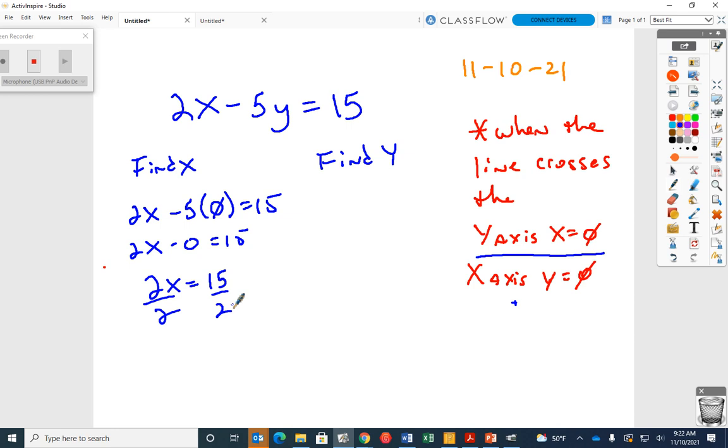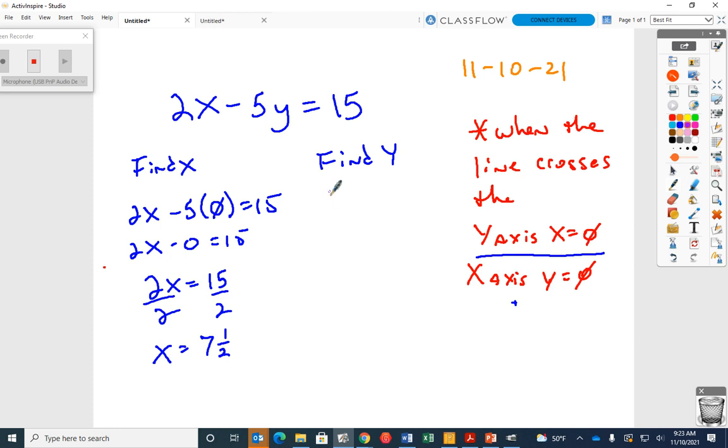But I don't want you to do that with this because this is an intercept. Now, 2 can't go into 15 evenly, can it? But how many times does 2 go into 15? 7. And what's left over? 1 over. It went through 7.5 times, right? So what that's telling me is that my x-intercept is not 7, it's not 8, it's what? 7.5. Is that easy enough? Okay. Now let's find y.